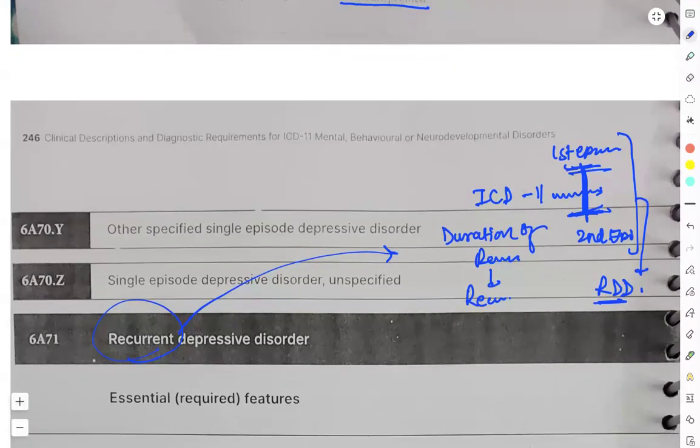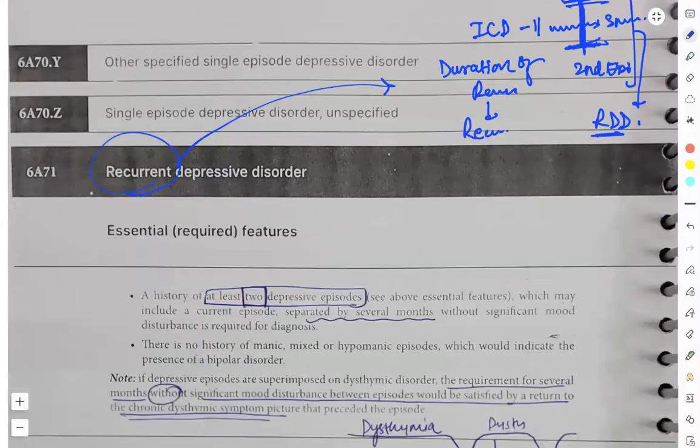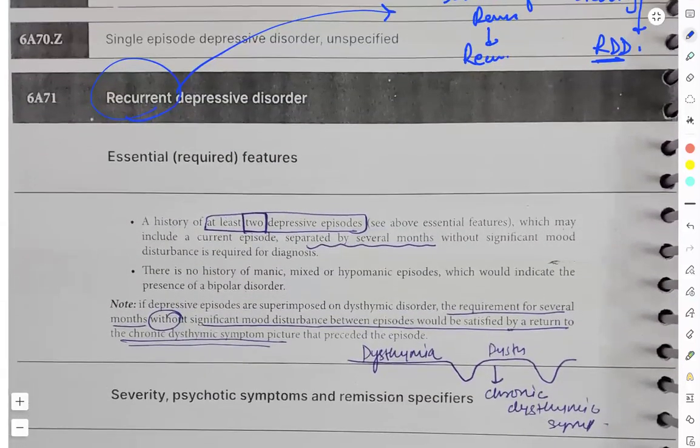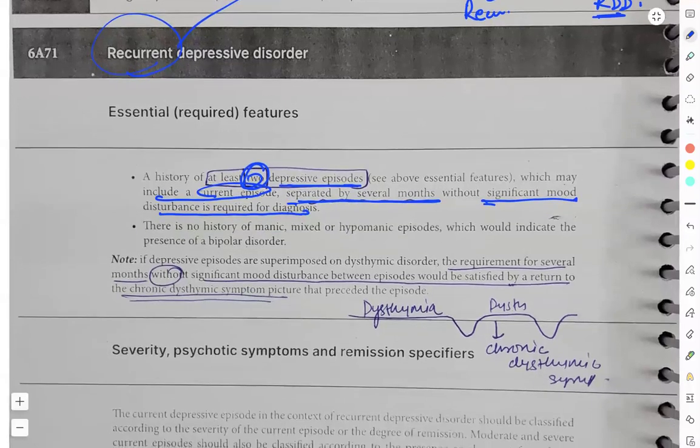This is a 3 months duration. You have not written 3 months here, but I read it somewhere. It says at least 2 depressive episodes, including a current episode, that is the second episode, separated by several months without significant mood disturbances, are required for diagnosis. It's usually a 3 month difference. All right.